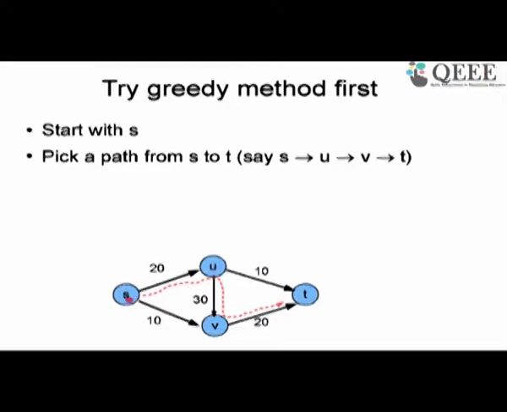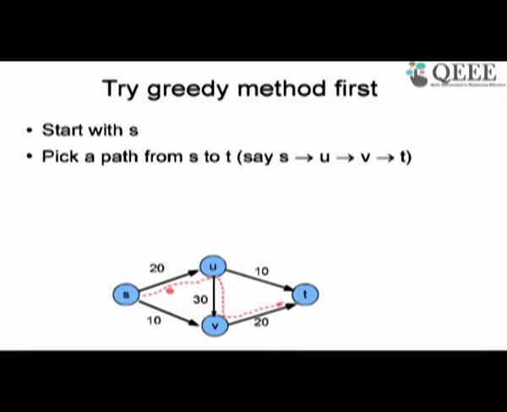I can start with any path, but there is no path going like this. I could have started with the path S V T, or I could have taken the path S U T, but I just decided that I'm going to take the path S U V T, okay. You can take any path, doesn't matter. So let's say I took S U V T as the path.